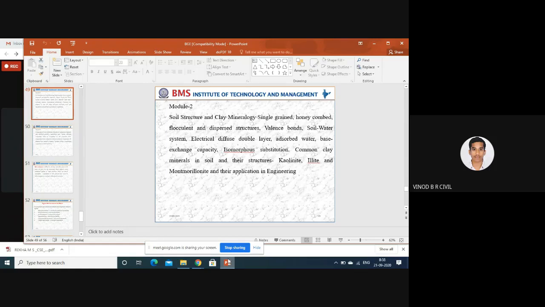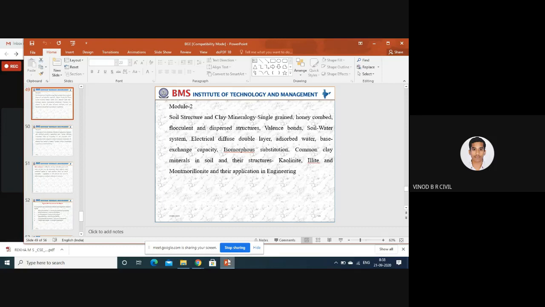The next topic is the different types of clay minerals in soils. First you have to identify what minerals are there in the soil, because you can't simply stabilize the soil. First find out the type of soil, which clay minerals and clay contents are there, so you have to conduct the hydrometer analysis. In the first module we discussed the hydrometer analysis.